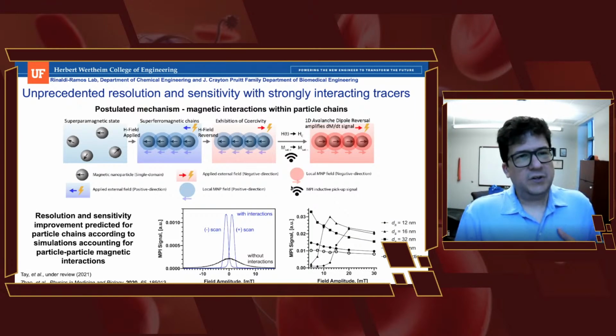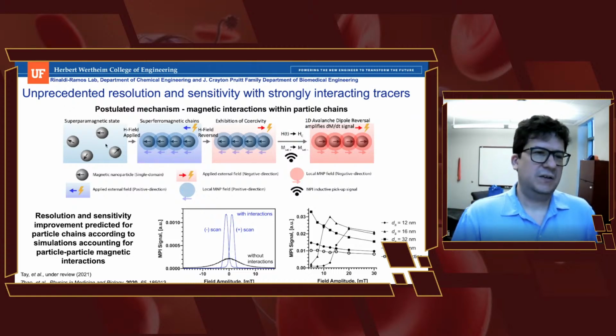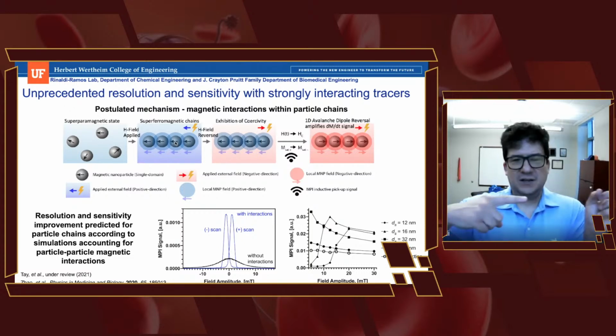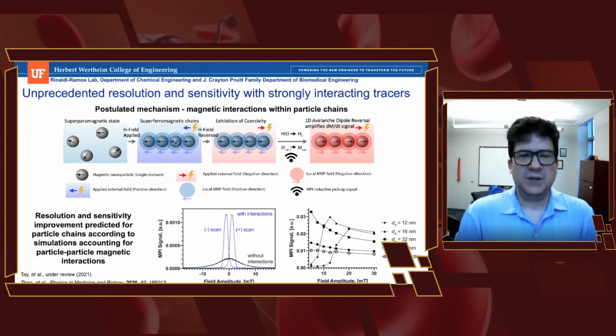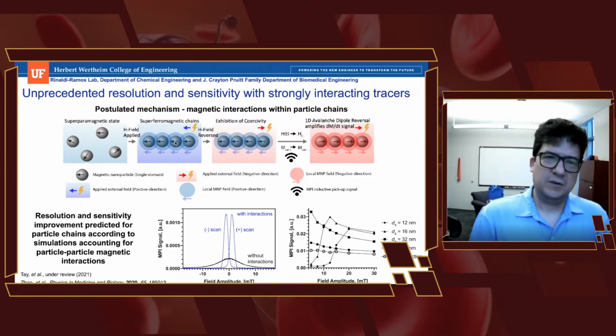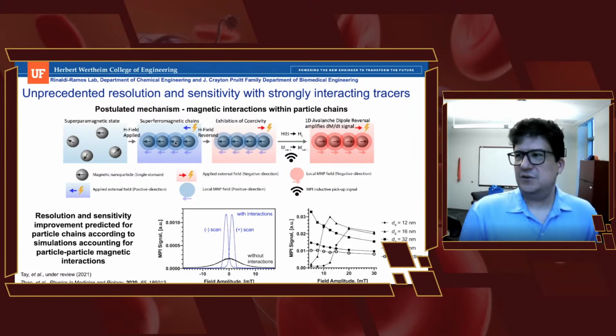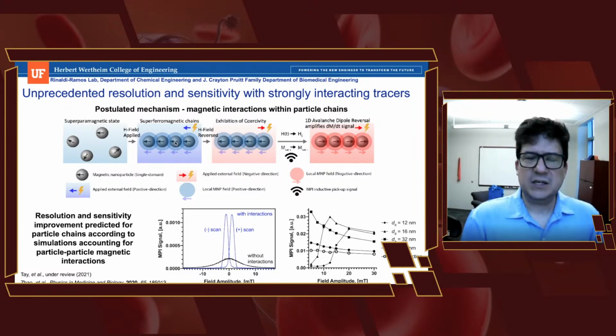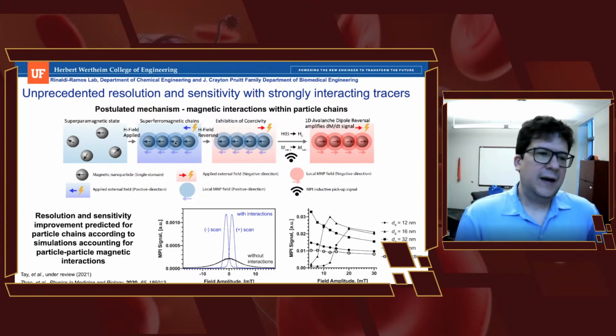And so our postulated mechanism for this is that we're getting this improvement in resolution and sensitivity because of these strongly interacting tracers, because as individual entities, they're superparamagnetic. When you apply a field, they form these chains. Now, when you reverse the direction of the field, the fact that the chains initially have all the dipoles in one direction means that you have to overcome a barrier in order to flip the field. And yesterday we were talking about how maybe with chains you could have some uniaxial type anisotropy, and that's a good analogy here, I think. And we think that that's a reason for why we would get these improvements.